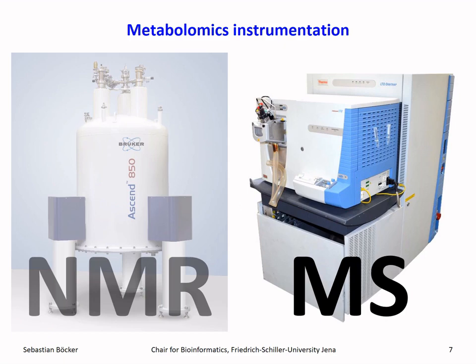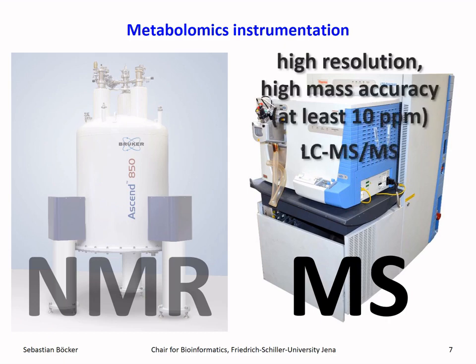I'm not talking about general mass spectrometry here, and I don't want to get into details. I just want to say that we are just considering high resolution, high mass accuracy data. And for us, that means it has at least 10 ppm mass accuracy. And I usually assume that the mass spectrometer has been coupled to a liquid chromatography, and that we do tandem mass spectrometry in the next step.